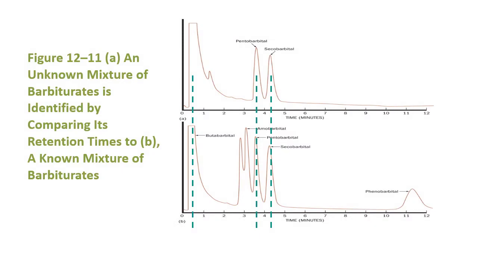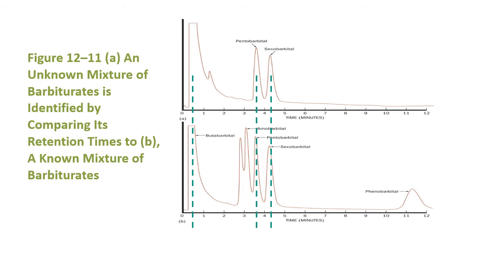So here would be an example of a mixture of barbiturates. Again, for the bottom one, I do have to do some kind of comparison. So for the bottom one, I run a known mixture of barbiturates. So I know I've got this butabarbital, amobarbital, pentobarbital, secobarbital, and phenobarbital. And I know from previous experience which peaks are which and how long the retention time is. And then I run the sample of my unknown, and I can look for similar retention times.